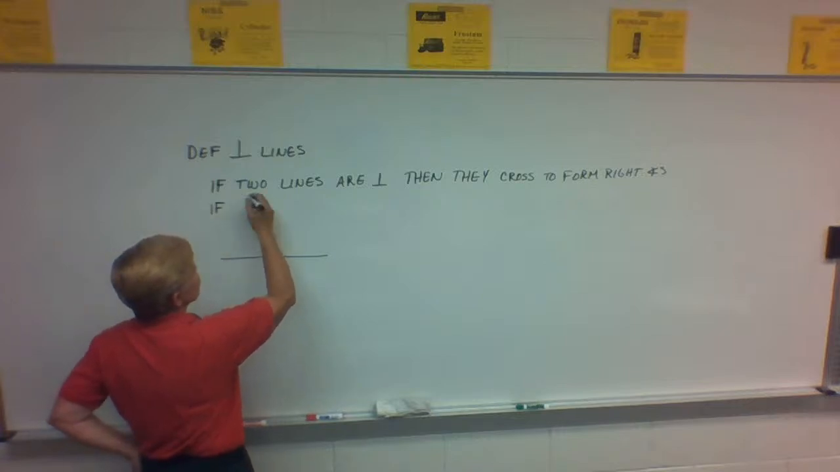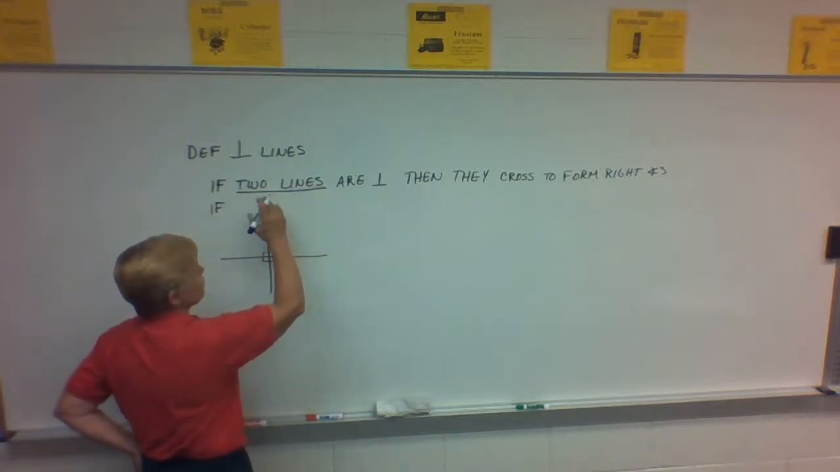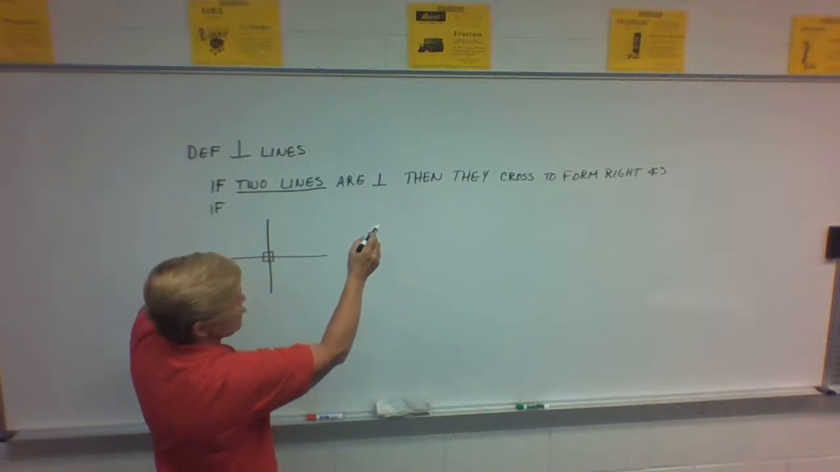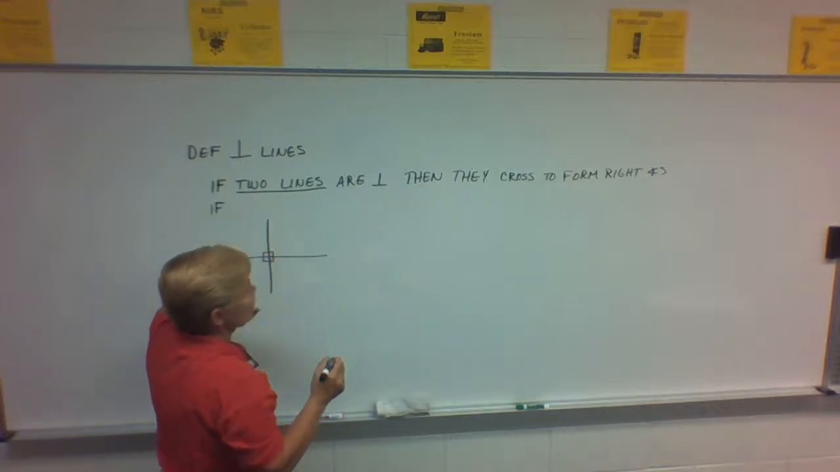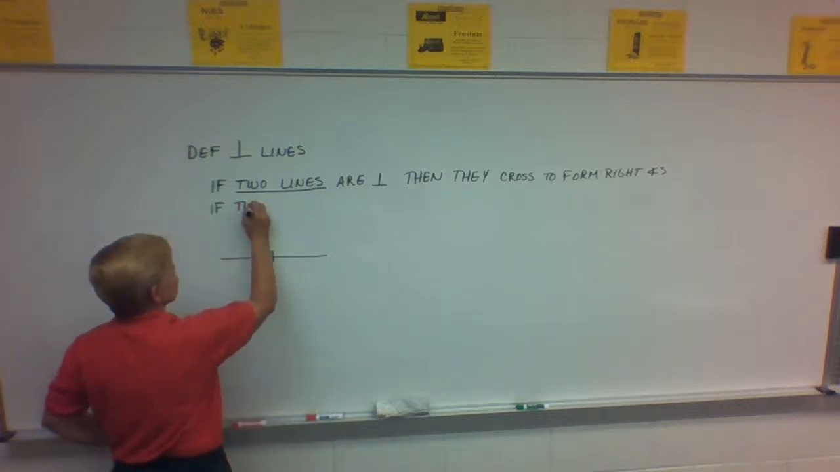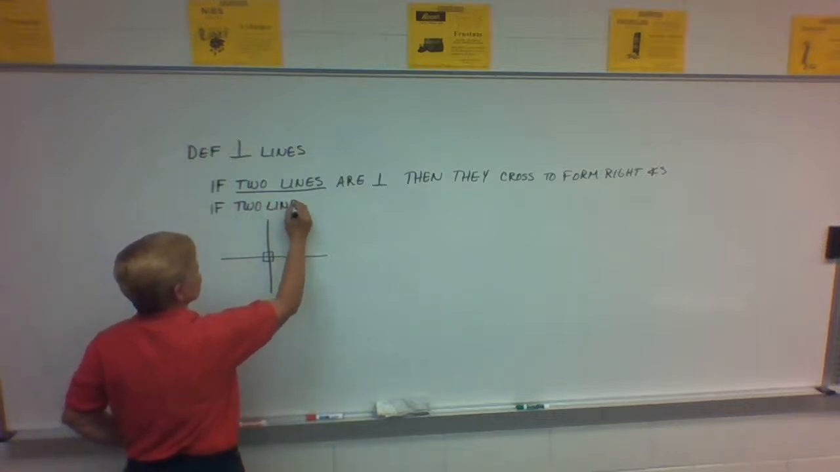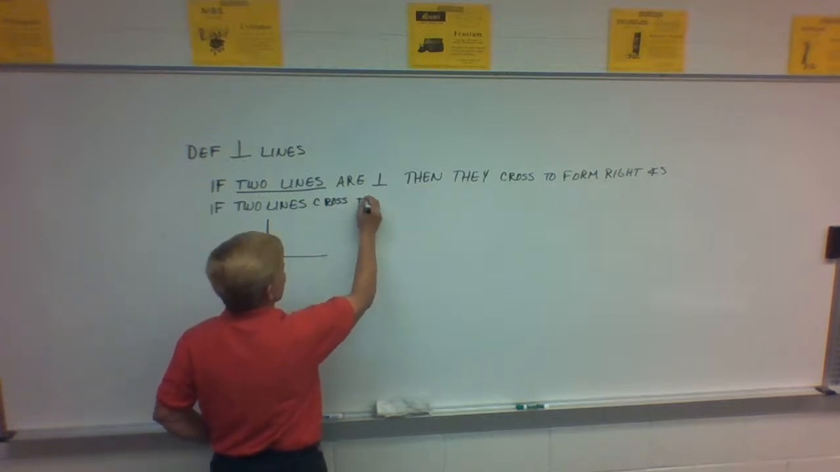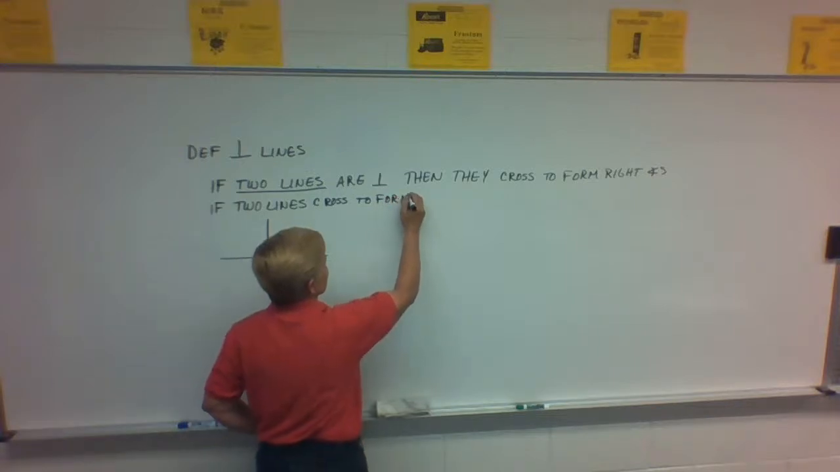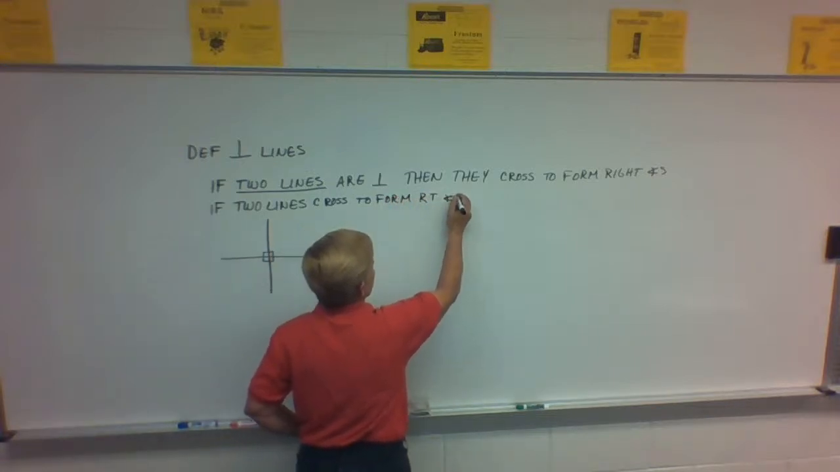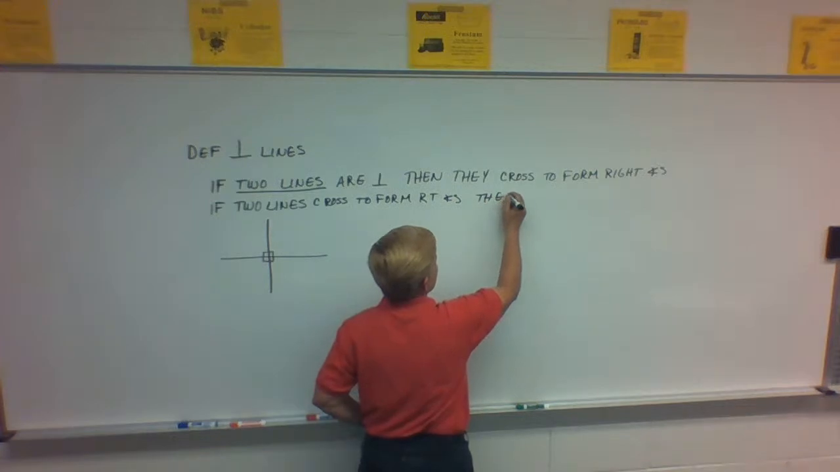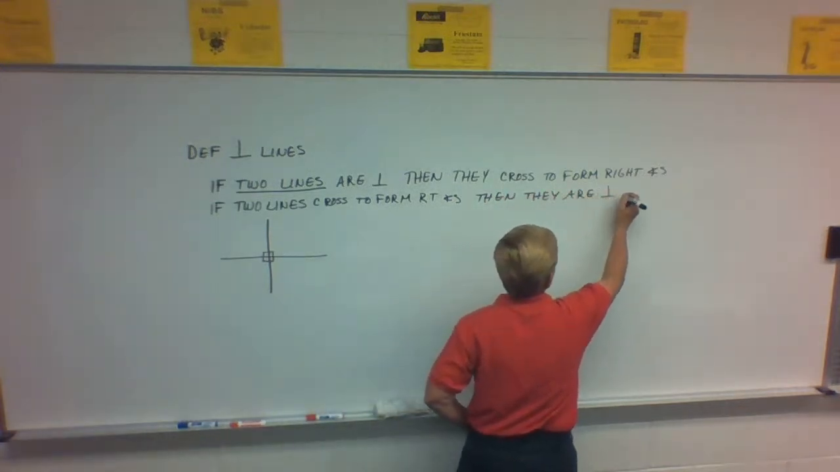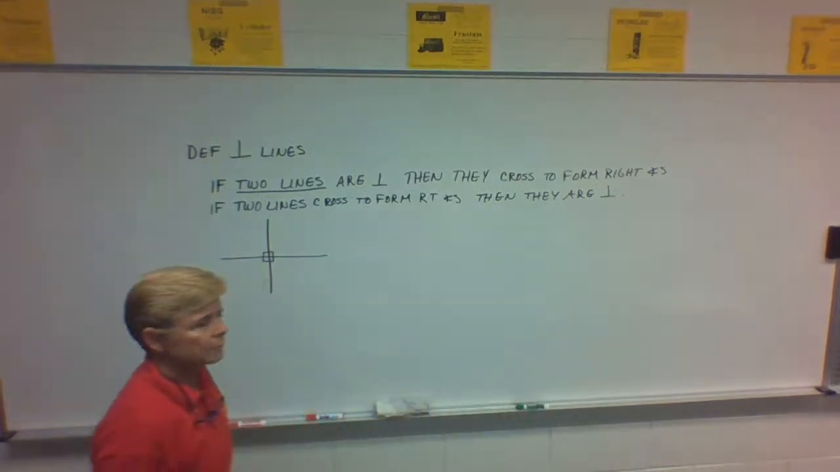If, now, this is the subject, and it shows up, you can't reverse this directly. You can't just take the stuff after then, because you got the word they. What does they refer to? Two lines. So we start out, if two lines again. If two lines what? Cross to form right angles. Then what? They are perpendicular. Do you think that statement is true? Yes.